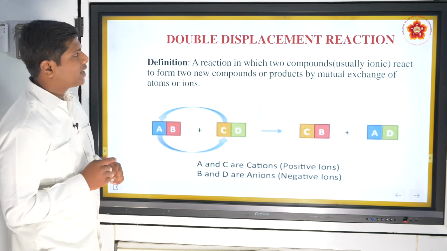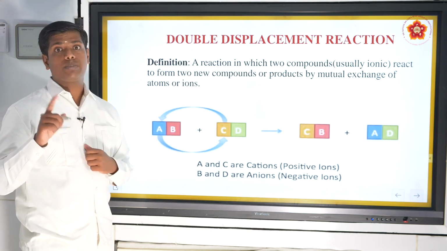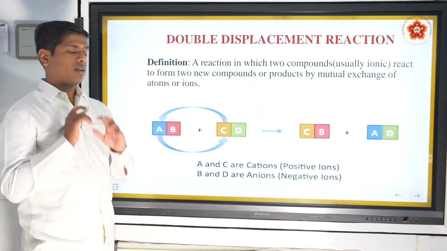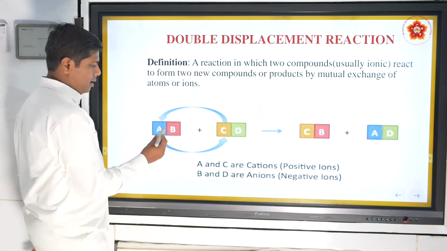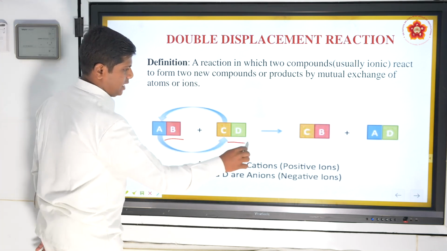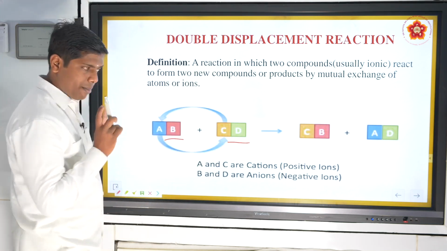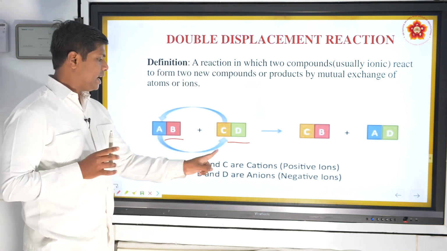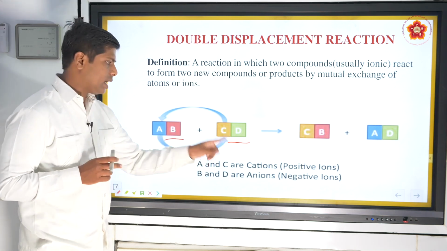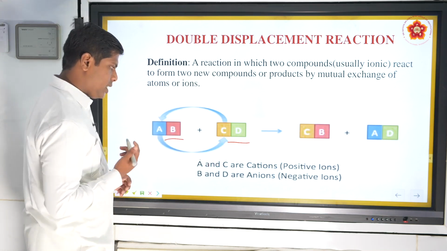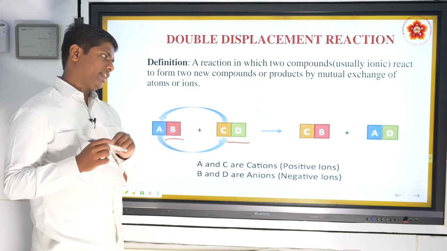Next important reaction is double displacement. Remember, let it be AB plus CD gives rise to new products. Here, always remember, let us take A and C as cations, that is positive ions, and B and D as anions, that is negative charge.